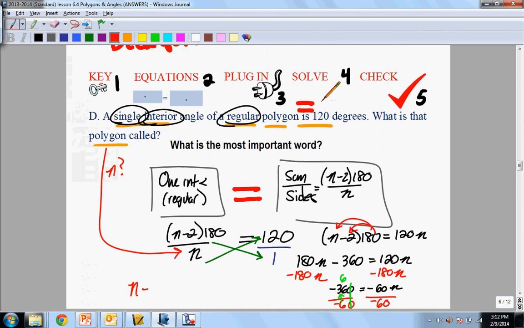So we just solved. Our number of sides is 6. We don't just want the number of sides, we want to know what it's called. So a six-sided shape is a hexagon.